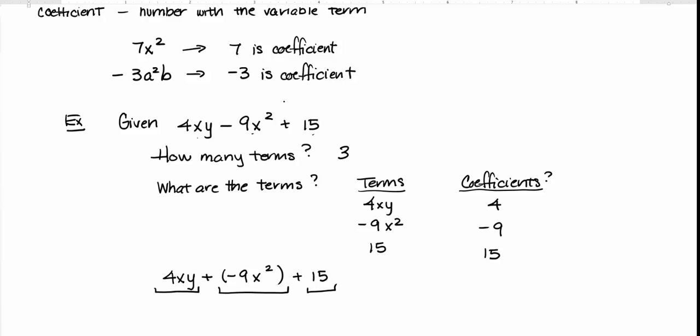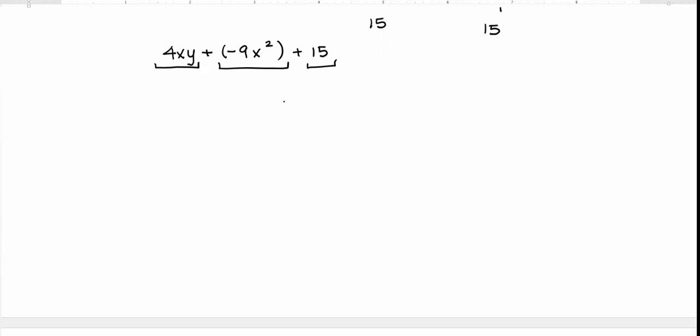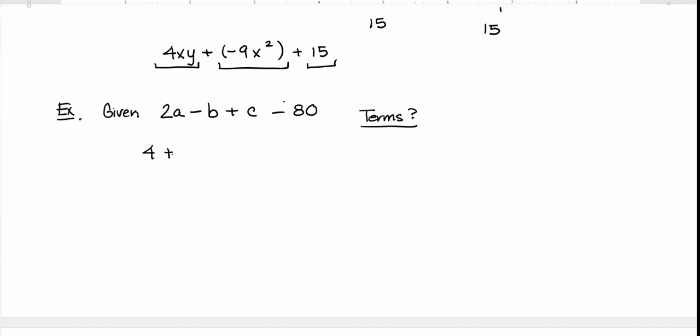Okay, let's do another one. Given 2a minus b plus c minus 80. Okay, so what are the terms? How many terms do we see first? Right, we have 4 terms. And what are they? I have 2a, I have minus b, I have positive c, and I have a negative 80. And what are their coefficients?